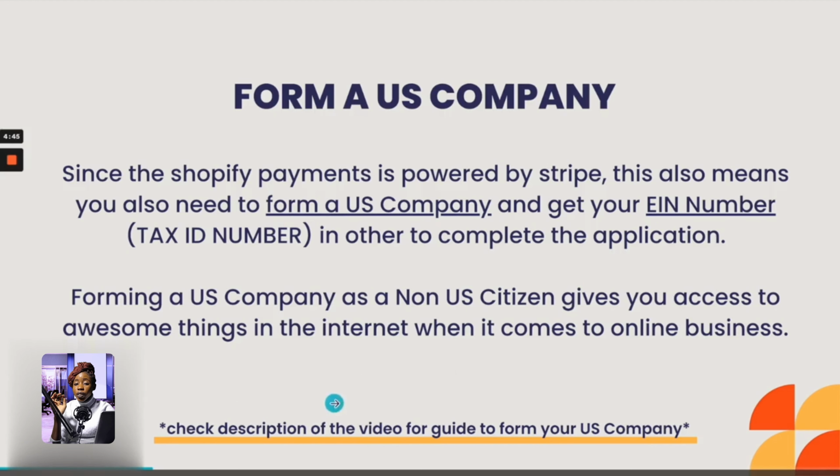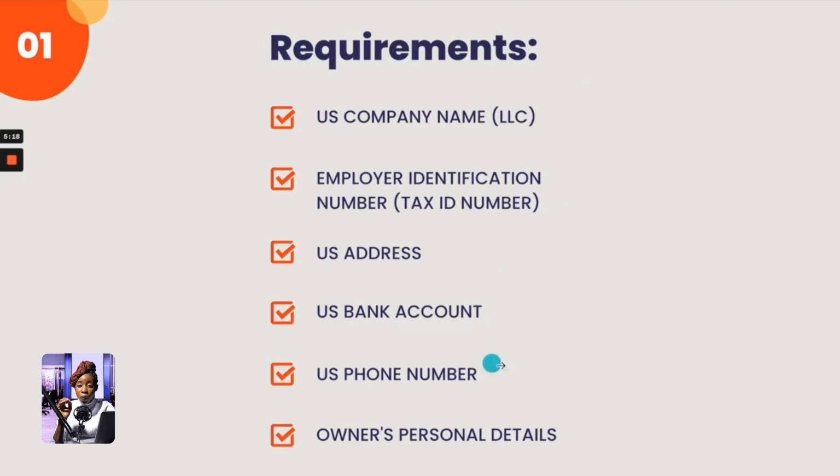So going ahead, these are the requirements you need. You are going to get all of them when you form a UK company, but just as a recap, I'm going to list them all here. As you can see, I'll let you know all the requirements you need to start signing up for Stripe or your Shopify Payments. Now the first one on our list is the UK company name, which is limited. Also, you need a UK address.